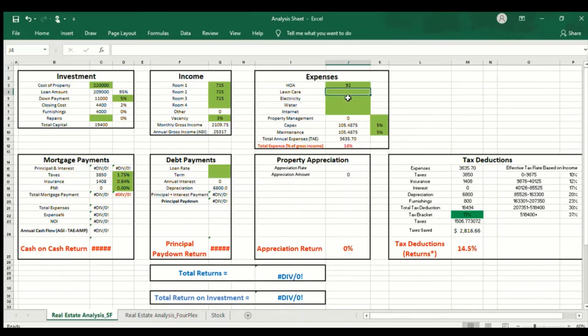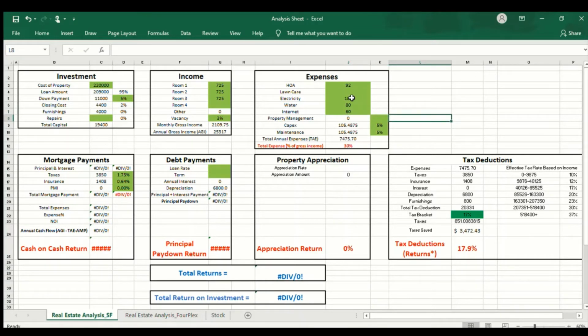Electricity, for this square footage, I've seen that to be anywhere from $150 to $200. So I'm going to go to 180. Water, $80. Internet, $60. Okay. Now again, you need to check this out.